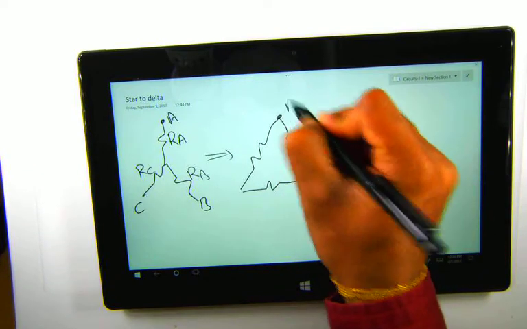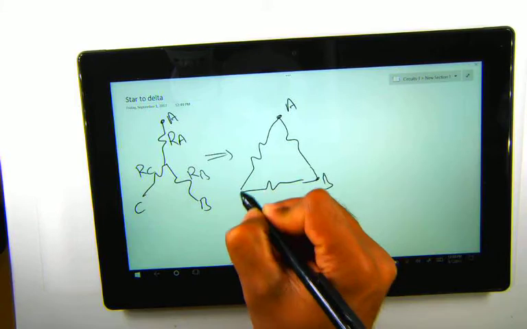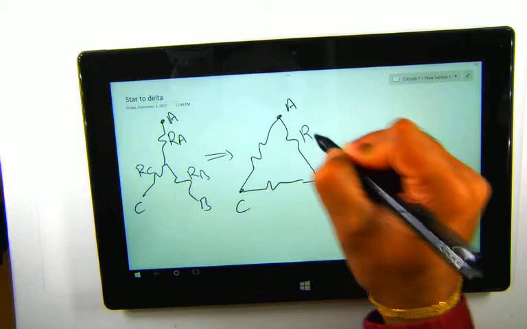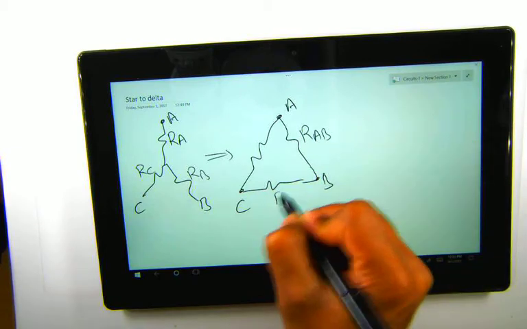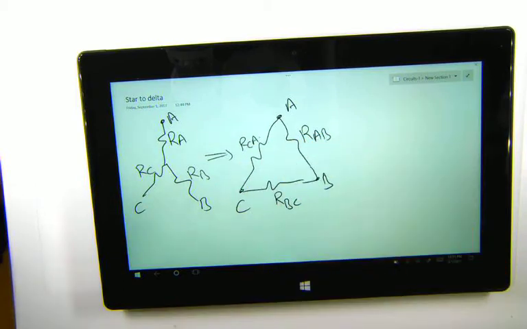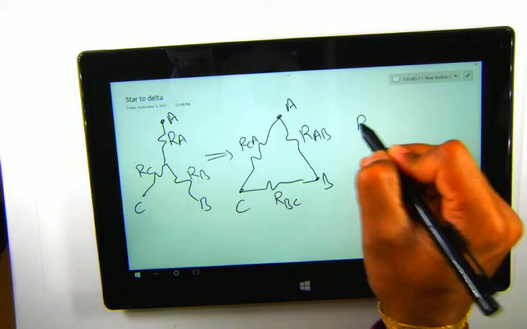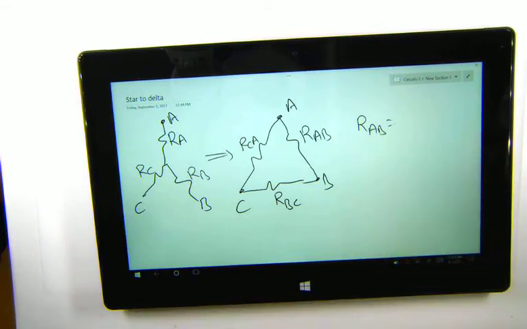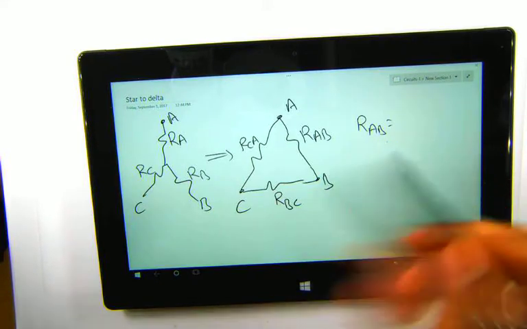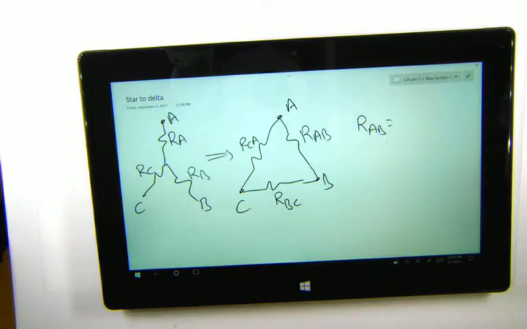Okay, so here also I'm going to take this A, B, C. I'm following the positive phase sequence. So the resistance between AB terminals is called RAB, resistance between BC is called RBC, resistance between CA, RCA. Now I'm finding the RAB. Remember, when we are converting from star to delta, the delta values are bigger than star values. So what I'm saying, RAB is always larger than RA, okay?